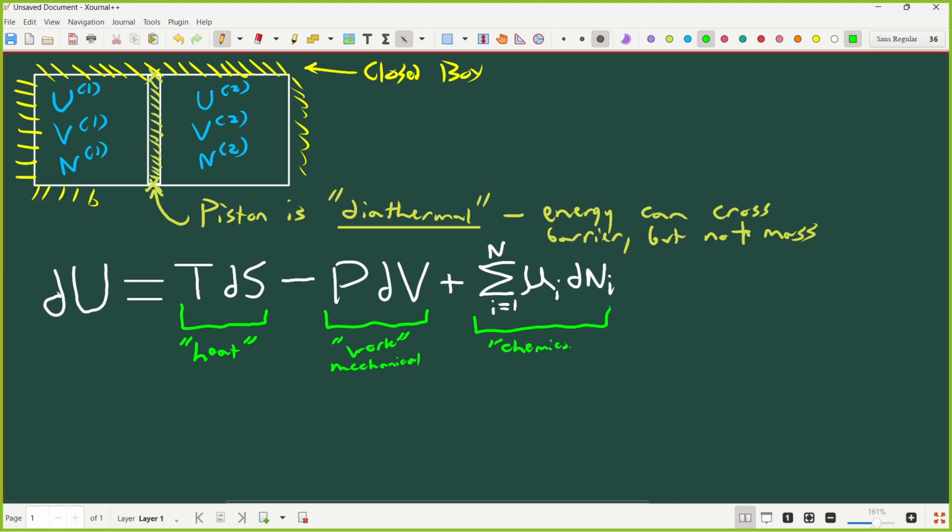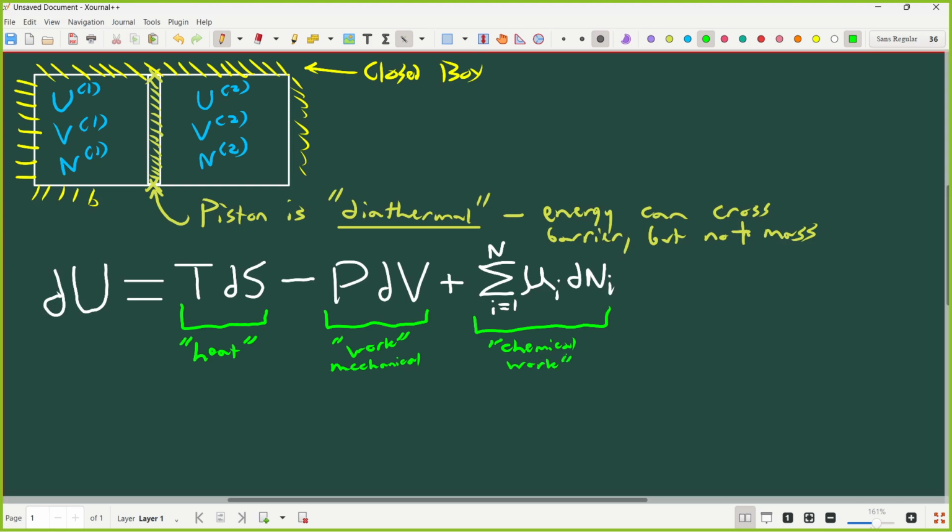All right, and we're not going to worry about chemical work here in this problem, because in order for this to be non-zero, the component numbers need to change. And this box is closed, right? There's no change in chemicals. Nothing's leaving the box, so this number basically goes to zero. But if we have an equilibrium between reactant and product, we may want to consider that in the future, and we will. So, where was I? Right.